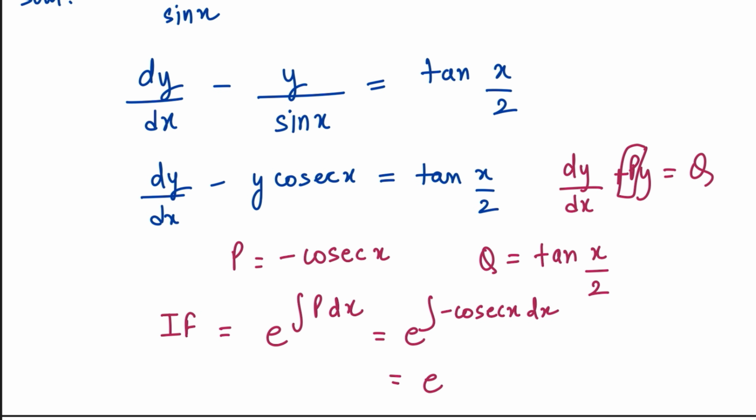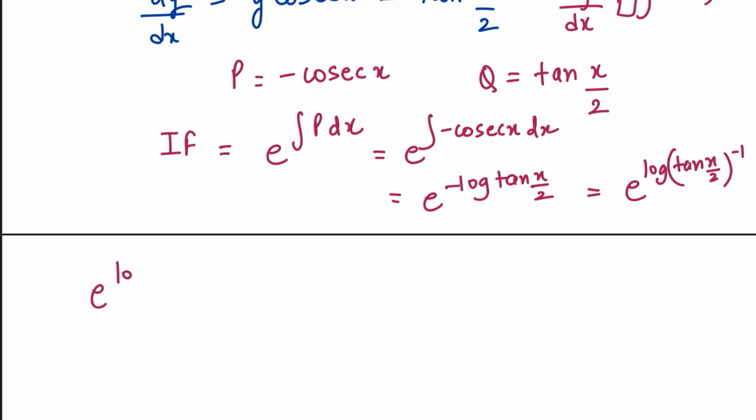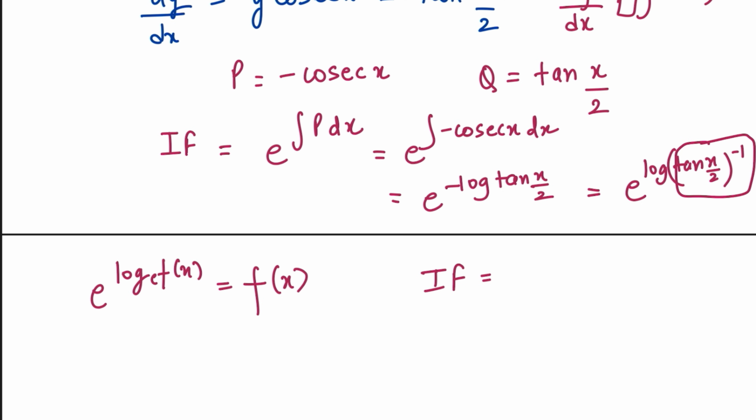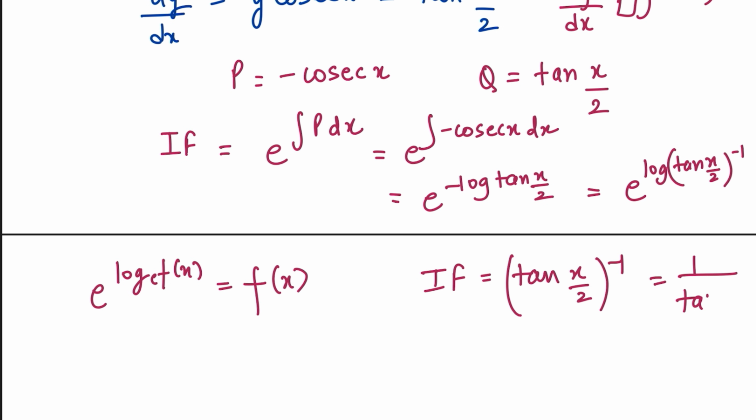So this will be e to the power minus log tan x by 2. Now tell me, can I write this as e to the power log tan x by 2, whole to the power minus 1? Now this is equal to f of x. So our integrating factor will be tan x by 2 whole to the power minus 1, that is 1 by tan x by 2.